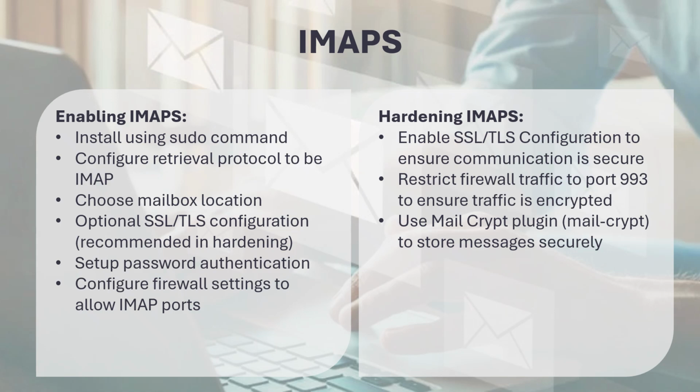The best practice for securing IMAPS is ensuring SSL/TLS encryption is enabled. This will ensure that communication is encrypted. The firewall should allow secure traffic on port 993 while blocking unencrypted traffic on port 143 to enhance security. The MailCrypt plugin should be used to encrypt messages before they're stored. This ensures that if unauthorized access to the server is gained, messages will be more difficult to read.